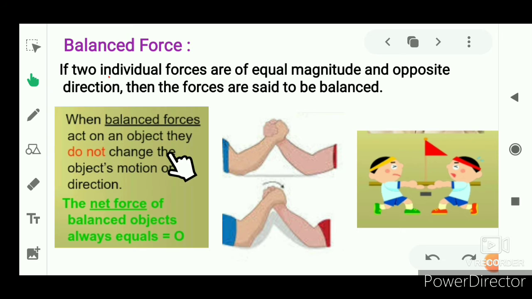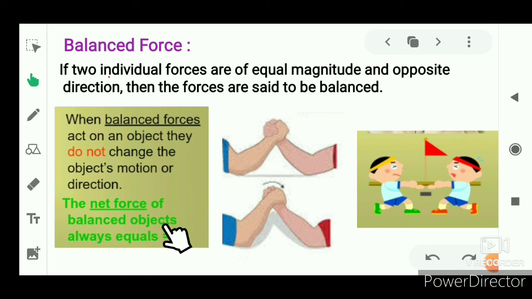Now it is a characteristic of balanced force. When balanced forces act on an object, they do not change the object's motion or direction. When balanced force is applied, the state of the object does not change. Its direction does not change, its motion does not change. It remains at rest, or if it is in motion, it stays in motion. So it remains at its position, it will not change its position.